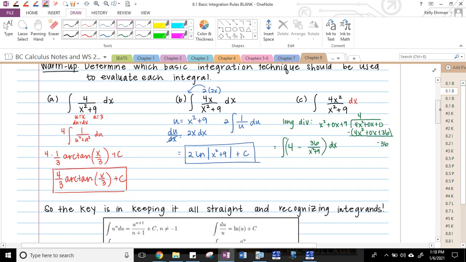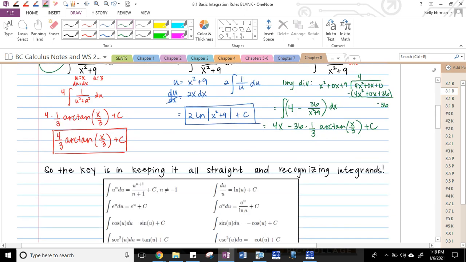And then that's something we can work with because we can integrate a 4, that becomes 4x. And we can integrate a minus 36 over x squared plus 9. Now it's the same or similar arctangent problem from before. We just have a 36 out in front. So minus 36. The u and the a are the same, so I'm not going to write all this out again, but this becomes times 1/3 arctangent of x over 3 plus c. And of course, we could simplify it. 36 times 1/3, we could make this a minus 12, etc.